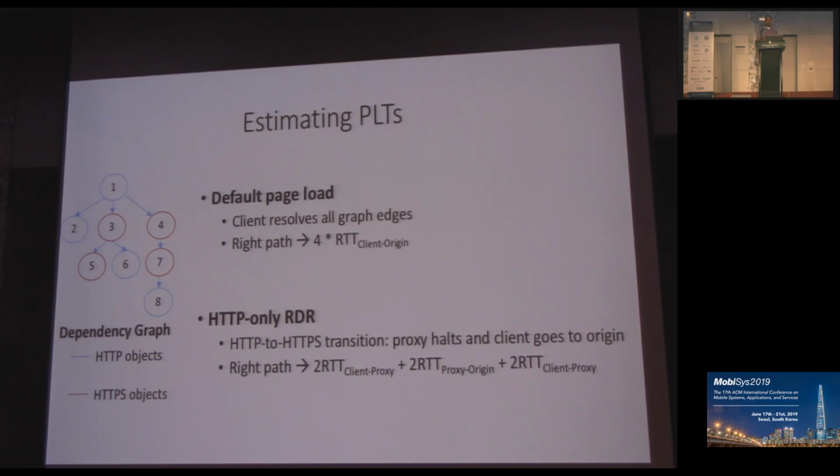So for example, in this graph, if we consider the rightmost path, the client would first download HTTP object 1 from the proxy, which would then get stuck as it encountered HTTPS object 4. The client would then have to resolve objects 4 and 7 directly from the origins before finally going back to the proxy to download object 8, which is HTTP.